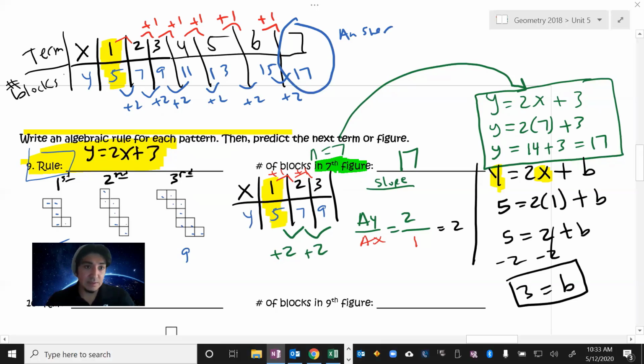So there you go. Just an example of how to solve for the next term and predict it when you are given a set of blocks and you're asked to write a rule for it.